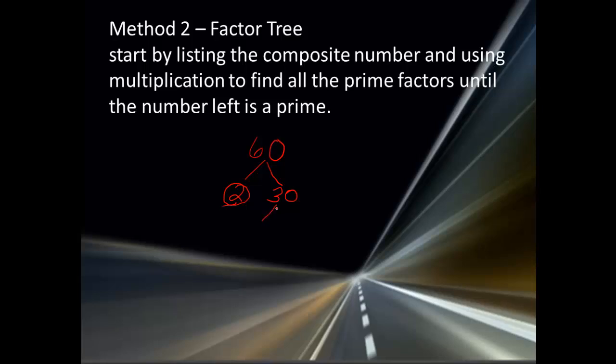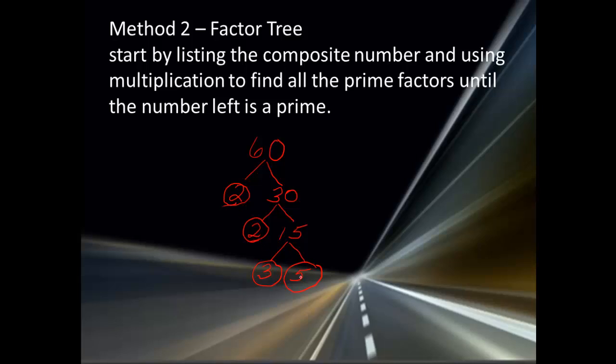30 is a composite number. Again, I will start with 2. 2 times 15 equals 30. 2 is prime, so I will circle it. 15 is a composite. 2 times nothing will equal 15, so I will use the prime factor of 3. 3 times 5 is 15. 3 is a prime number, and so is 5.